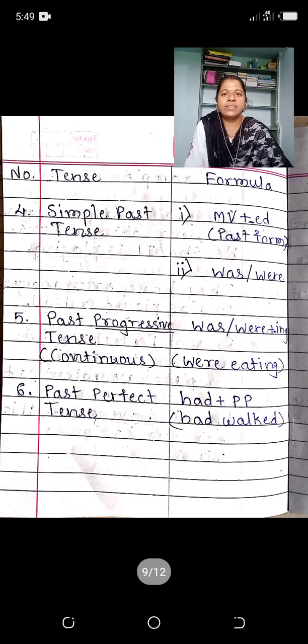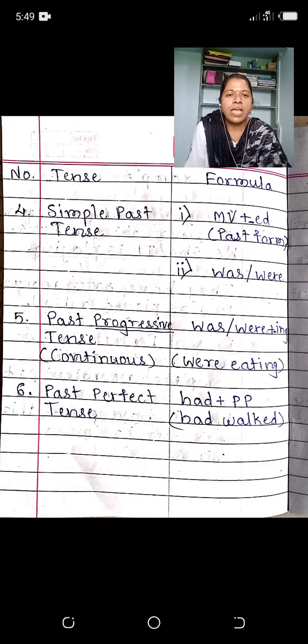Now see the next tense, simple past tense. As its name suggests, it is really a very simple tense to use. While narrating something, any event or any experience, past experience, you have to use simple past tense. See what kind of verb form we have to use.